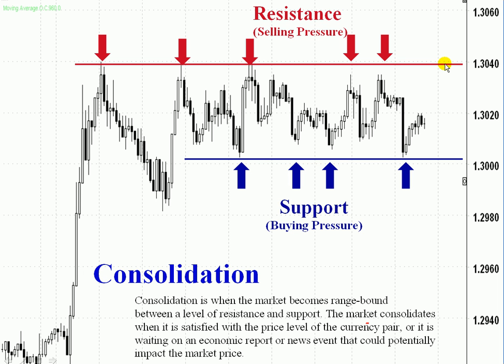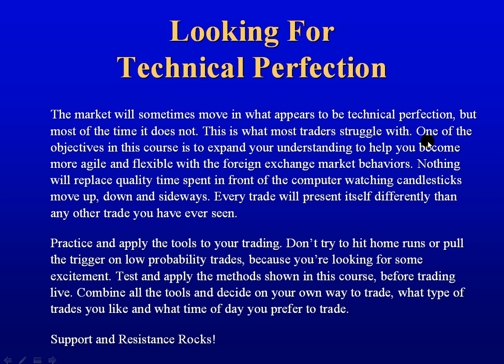Just an example here of resistance. Every time price comes up and tests resistance, we see what's called selling pressure, and it moves back into consolidation. We see more selling pressure, and here actually the selling pressure gets weaker because you see it didn't get as high as the previous, and again more selling pressure. Buying pressure on the levels of support, more buying pressure, and so forth.